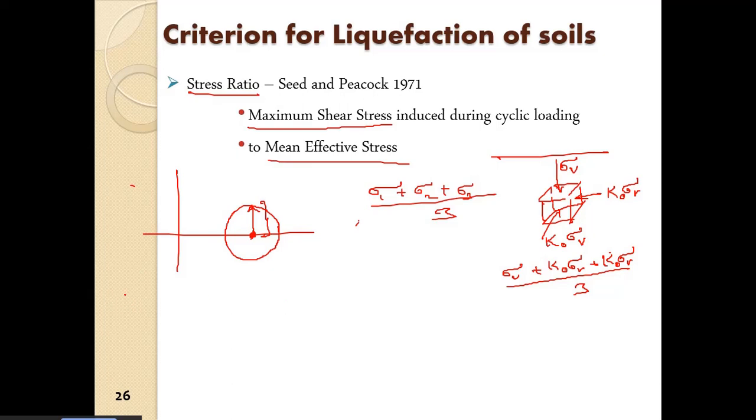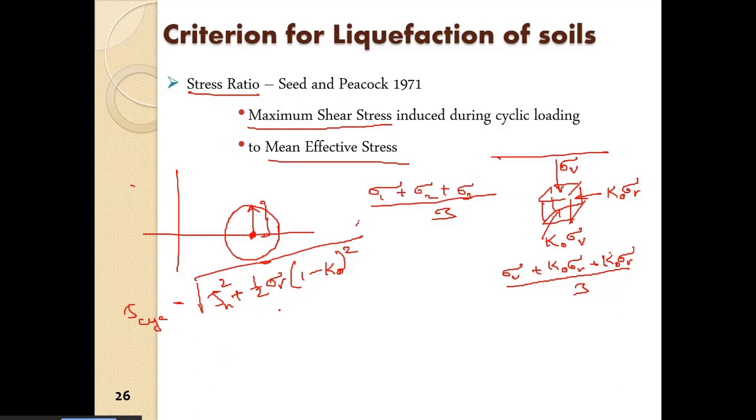In case of shear stress, here we have the shear stress, that is the maximum cyclic stress, which is given by tau h square plus half of sigma v into 1 minus k naught, whole square. So that is the tau cyclic.